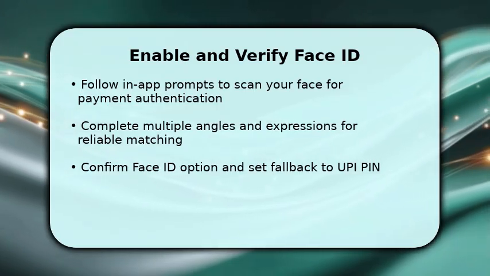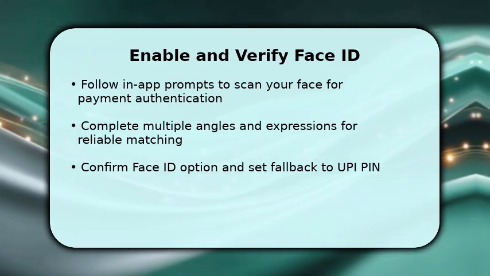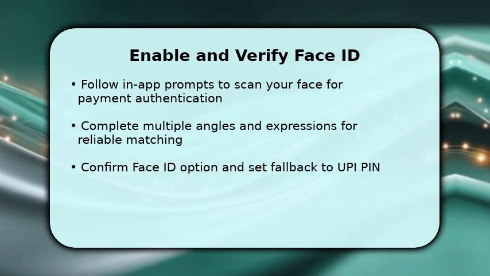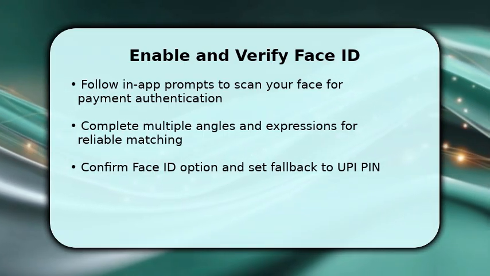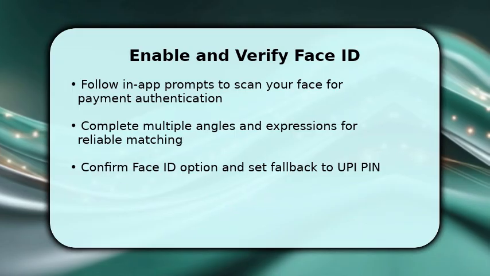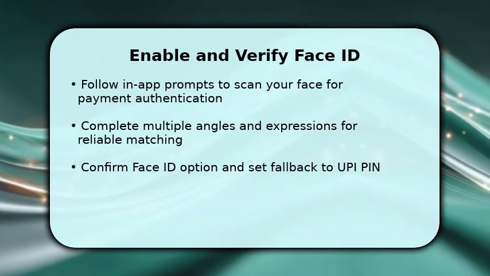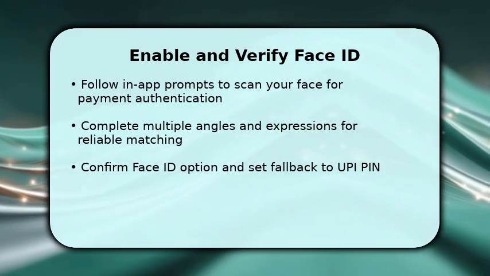Position your face in the oval and slowly turn your head when the app asks, repeating expressions as instructed so the system captures sufficient angles. Once the scan completes, the app will ask you to confirm Face ID for transaction approval, and to set a fallback method, choose UPI PIN as a backup. Keep your movements natural. This improves accuracy.